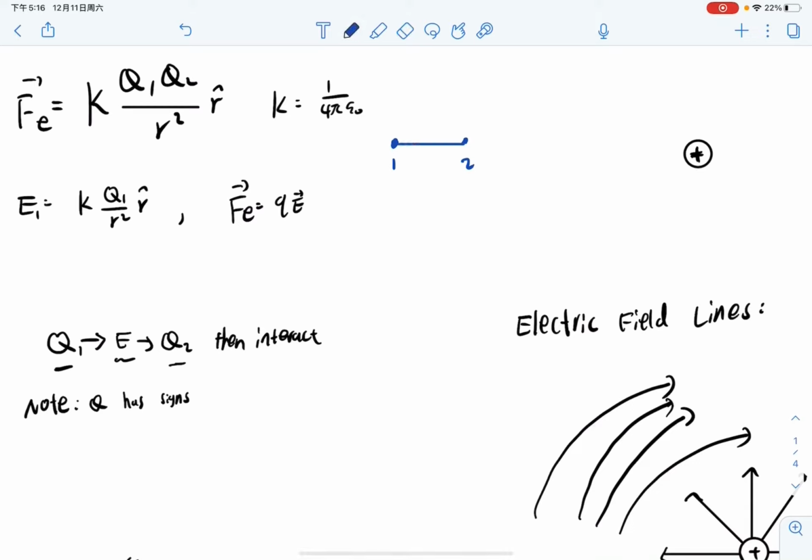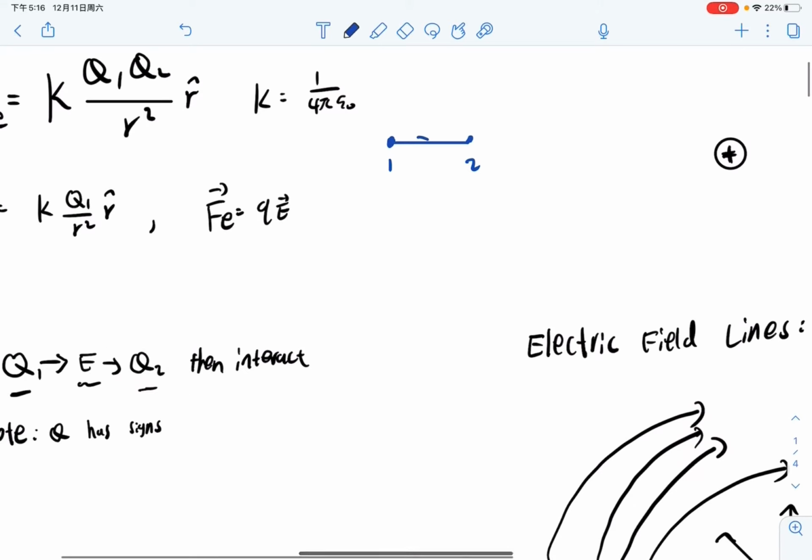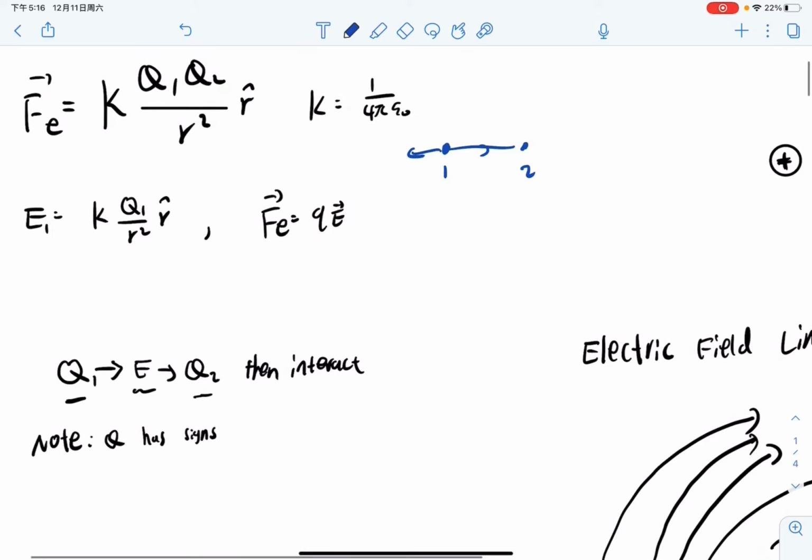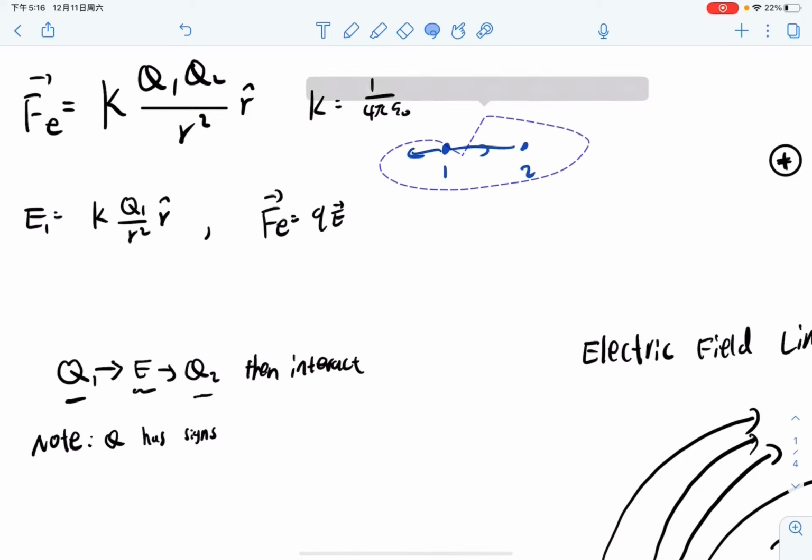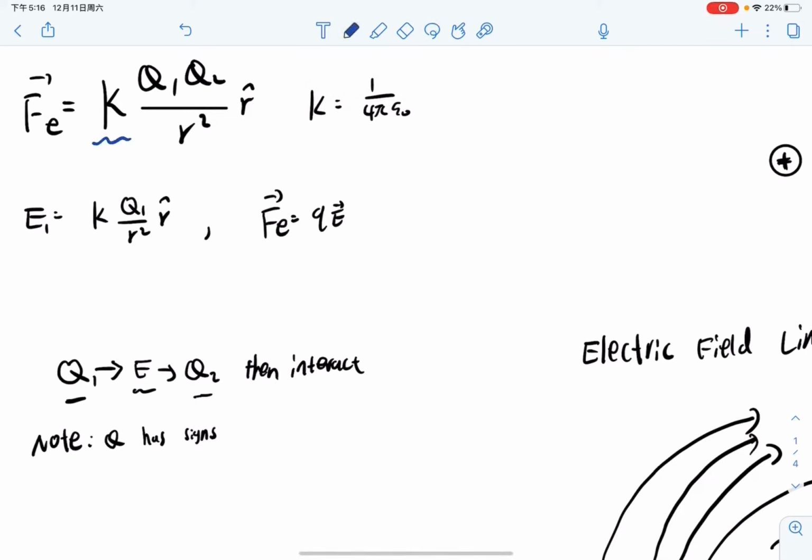And the force is in the direction that is connecting the 2 points. Whether it is attraction or repulsion is determined by the sign of the 2 charged particles. If the 2 charged particles have the same sign, they will repel, and if they have opposite signs, they will attract. And for the value of k, we can also write k as another constant, 1 divided by 4 pi times epsilon.